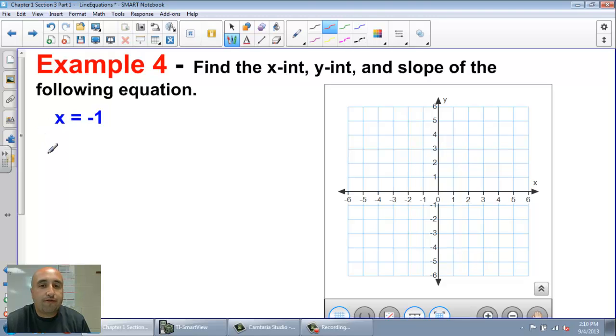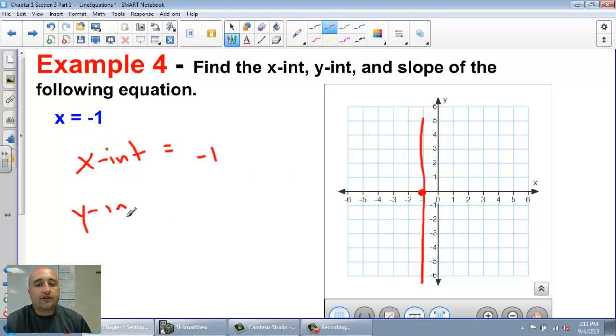Now we have to go back to our first video, or the second, I'm not quite sure, where we graphed x equals -1. If we remember, x equals -1, we put a dot at -1, and it was a vertical line through -1. So now I think we should be able to answer all of our questions. Okay, what is the x-intercept? Where does the graph cross the x-axis? Well, it crosses right at what it says it's equal to, -1.